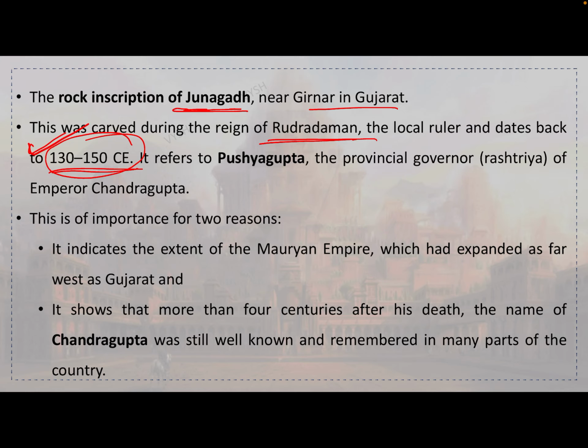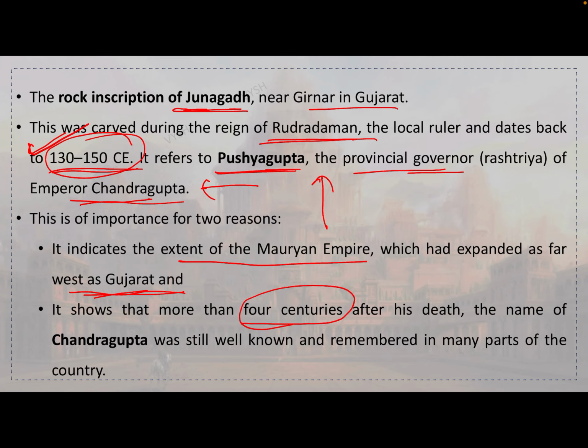It refers to Pushyagupta, the provincial governor of Emperor Chandragupta. With this information, we are able to understand the extent of the Mauryan Empire, which had expanded as far west as Gujarat. It shows that more than 4 centuries after his death, the name of Chandragupta was still well known. After almost 400 years also, his name was still remembered.